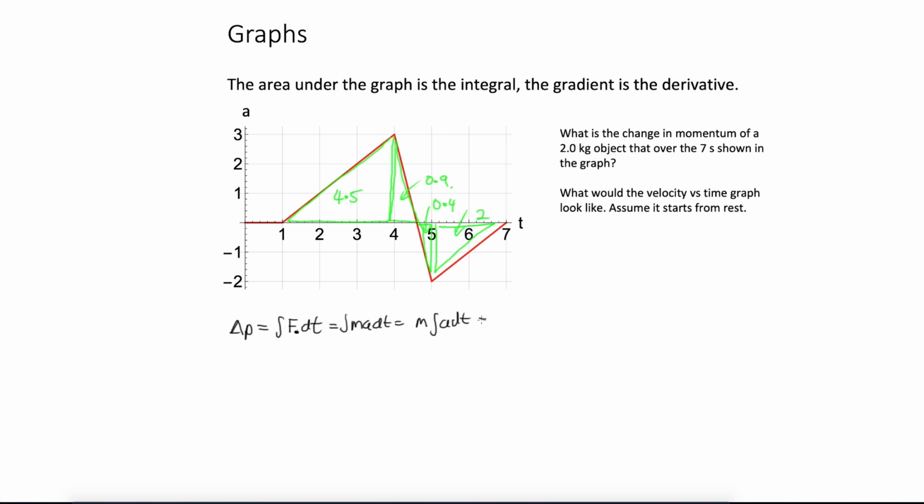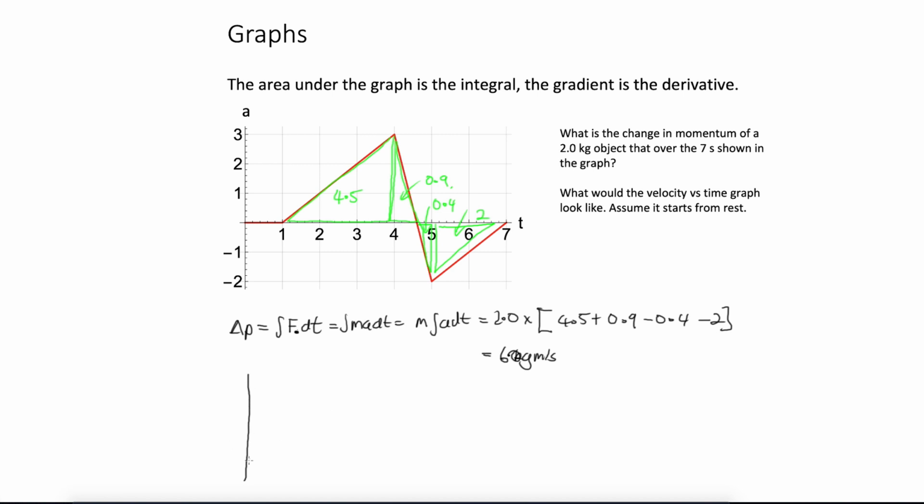So if we want to substitute into this to work out the change in momentum, then the mass is 2 kilograms, and we times it by these areas, which is 4.5 plus 0.9 minus 0.4 minus 2. And solving that, we end up with 6 kilogram meters per second, and let's put that as 6.0 because we'll assume that we can read everything to one decimal place. Okay, and then the second part says what would the velocity versus time look like, and we can assume that it starts from rest.